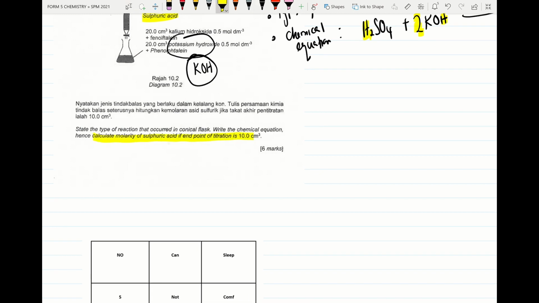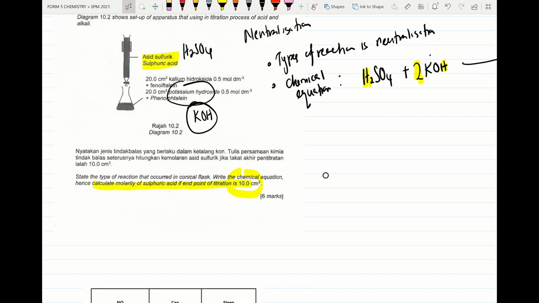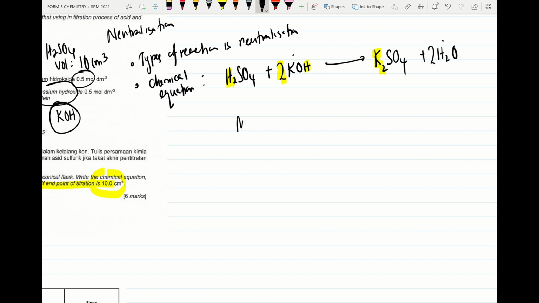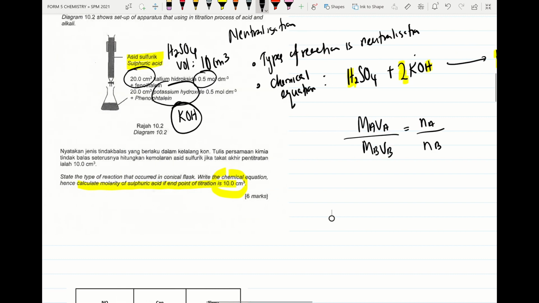Okay, calculate the molarity of sulfuric acid needed at the end point. Okay, the end point is titrated 10 cm. Okay, the volume is given. So the volume of sulfuric acid is given. The volume is 10 cm³, and the volume and concentration of potassium hydroxide are given. So please write down the formula of titration: MAVA over MBVB equals NA over NB. Alright, from this we need to find the molarity of acid.